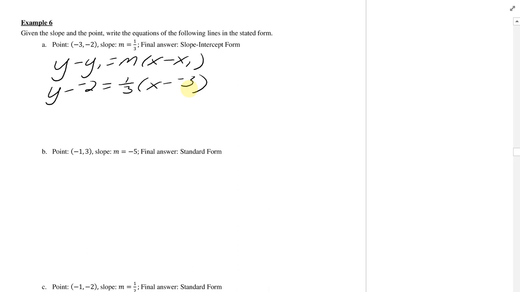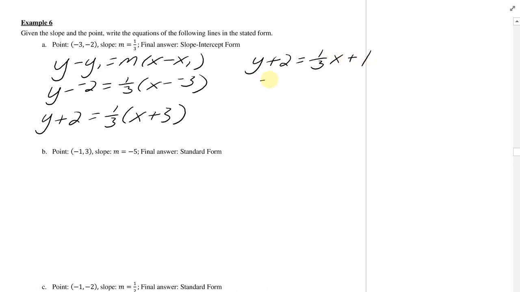And so now I need to flip all my signs. So this will be y plus 2 equals 1/3 times x plus 3. So now I have to get this into slope-intercept form. So first things first, I've got to distribute. So this will be y plus 2 equals 1/3 x plus 1. And then all I can do to finish this is to subtract 2 from each side. So I get y equals 1/3 x minus 1. And that's all that one's asking for.